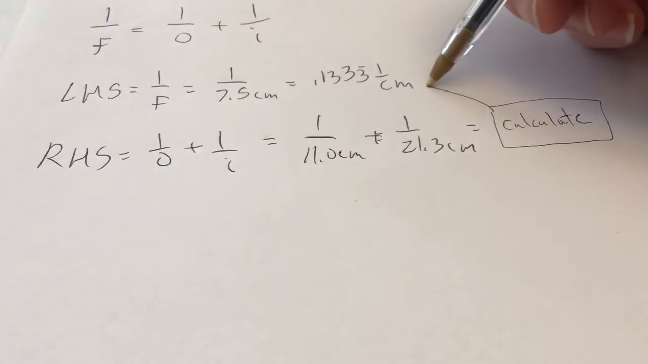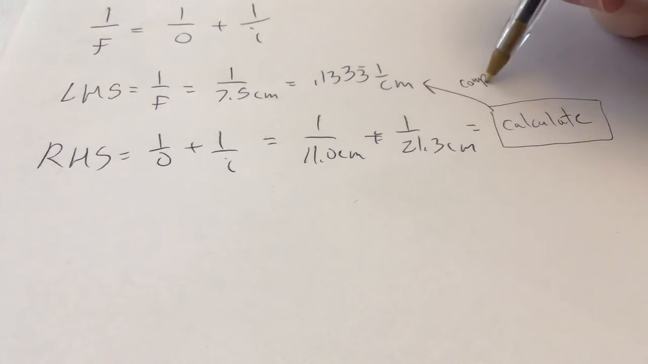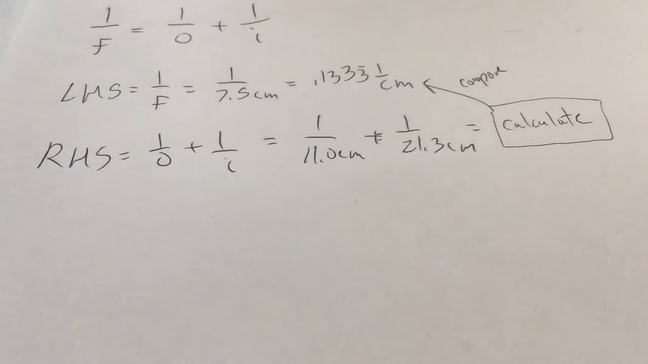and compare it with the 1 over f. They should be really, really close to each other. And again, you find a percent. In this case, it would be percent error, because 7.5 is the actual focal length of the lens. So you're seeing how close you got to 0.133 1 over centimeters for your image distance and the object distance.